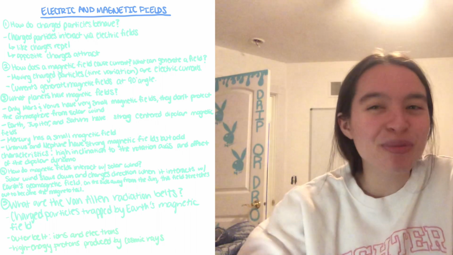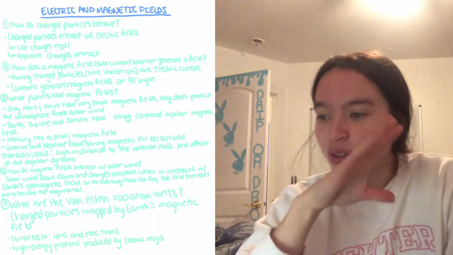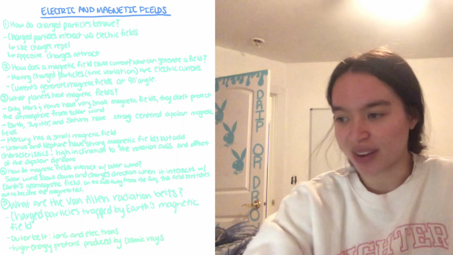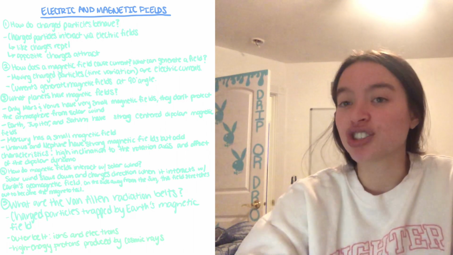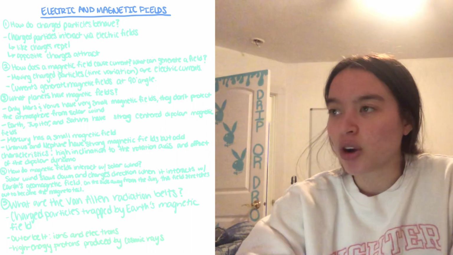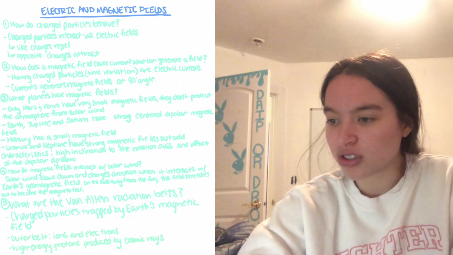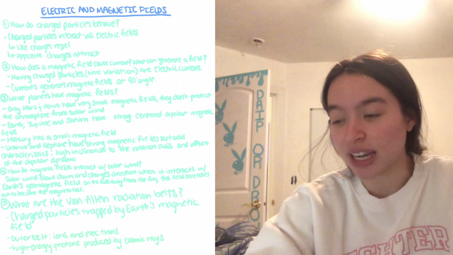Next question, how do magnetic fields interact with solar wind? Solar wind slows down and changes direction when it interacts with Earth's geomagnetic field on the side away from the sun. And then this field stretches out to become the magnetotail.